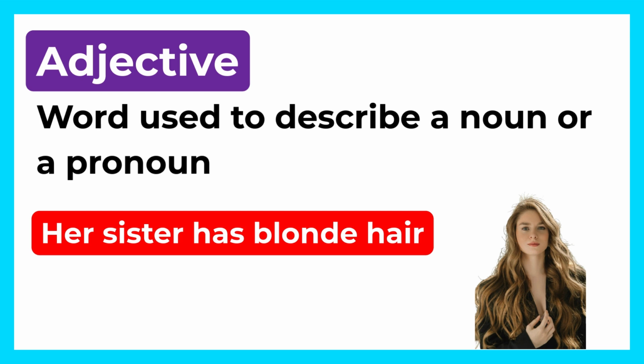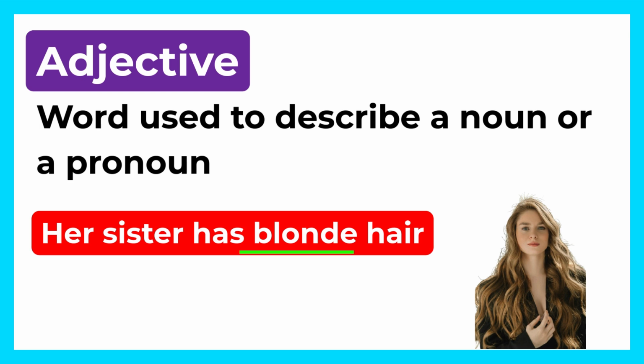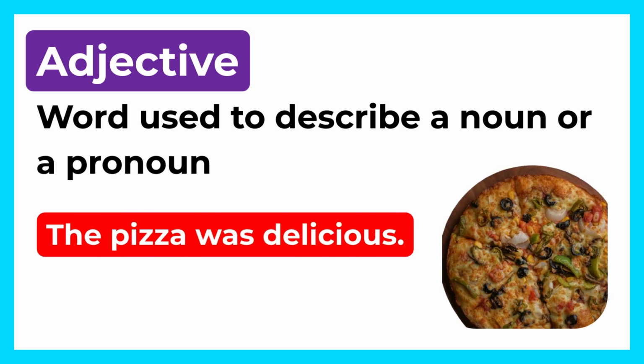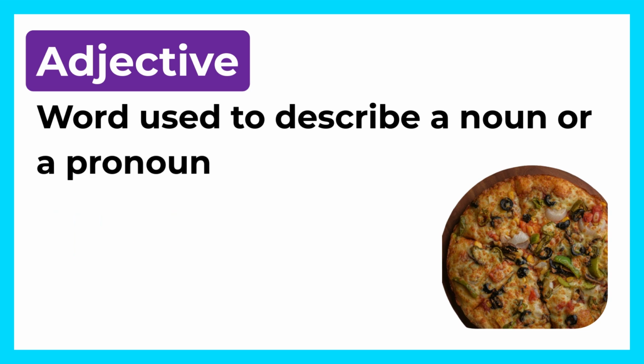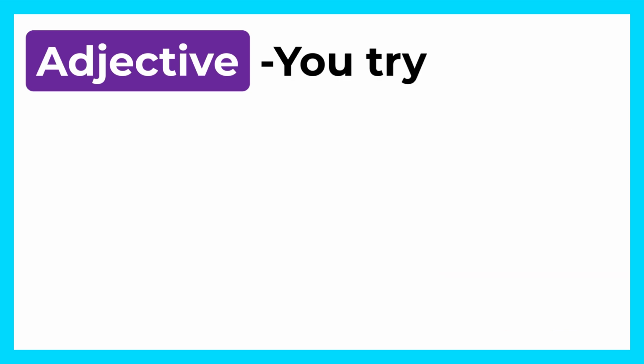Her sister has blonde hair. The adjective in this sentence is blonde because it describes the color of her sister's hair. She bought a new purse. The adjective in this sentence is new because it describes the condition of the purse. The pizza was delicious. The adjective in this sentence is delicious because it describes how the pizza tasted.